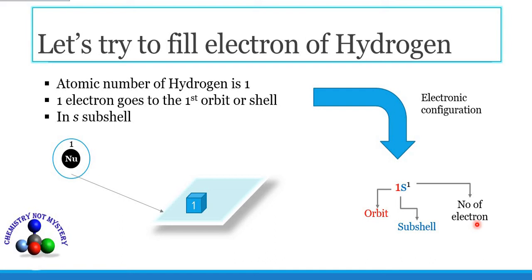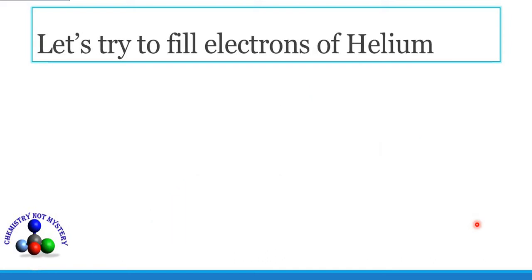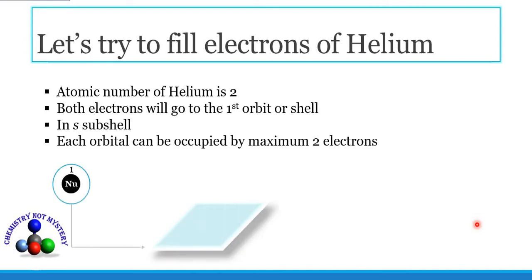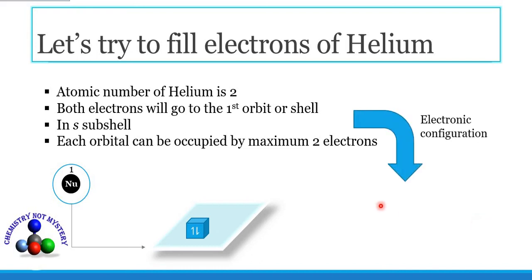Now, try to fill the electrons of helium. Its atomic number is 2. The first electron will go to the first orbit in the S subshell. Since each orbital can be occupied by a maximum of 2 electrons, the second electron will also go along with the first one. So, its electronic configuration will be 1s2.